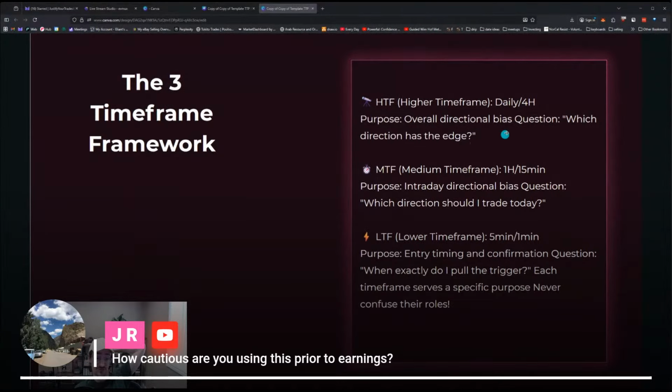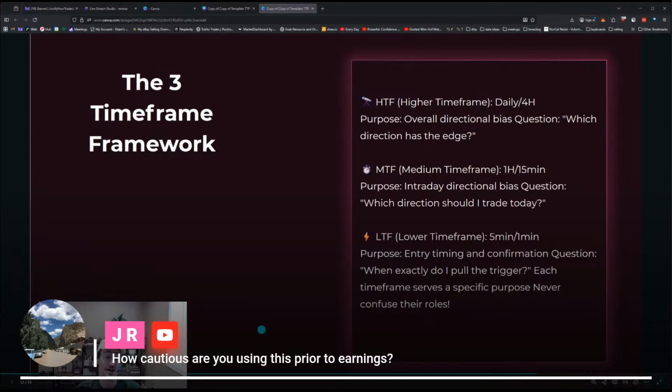So remember, high time frame, that's just which direction has the edge. Is it a bull market? Is it a bear market? What are we doing? Is it a crab market, kangaroo market? Let's figure it out. This is where we find it. Then we go into the middle time frames and we say, where are we going today? That's what I care about because I want to make money today. I don't know about you guys. So then after we do that, okay, well, let's hone in. Let's figure out where we're pulling the trigger. And that's where these come into play.